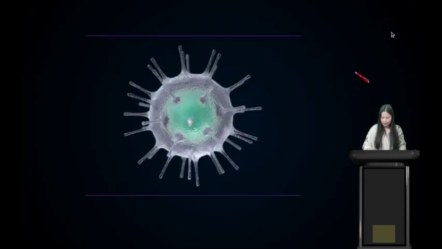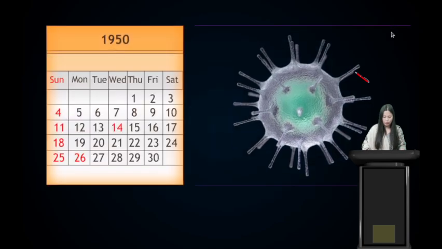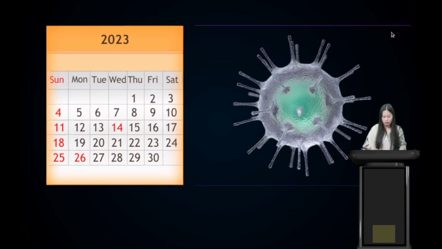So here we have virus. Now viruses have been existing for a very long period of time. Here we see that in 1950 the virus is there. In 1970 the virus is still present. In 1990 it still exists. In 2010 as well, and in 2023 also, it still exists. So these viruses have been existing for a very long period of time.